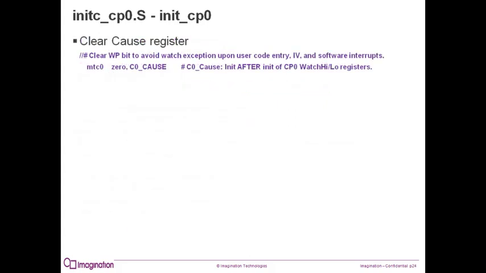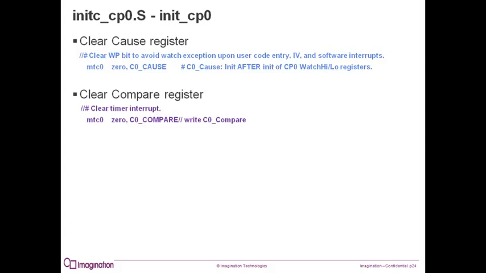Next, clear the CP0 cause register to avoid spurious interrupts once interrupts are enabled. Clear the CP0 compare register to clear timer interrupts. Then the code returns to start.s.